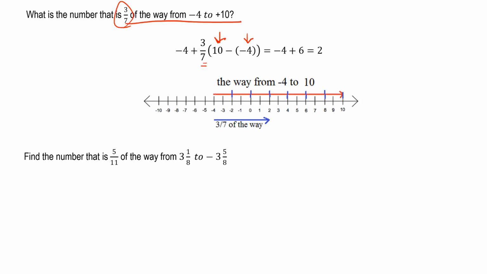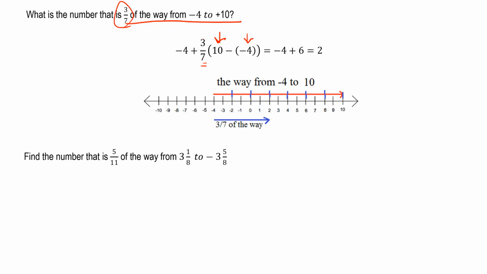If you look at the picture, the way from -4 to 10 is this long red arrow all the way from -4 to 10. You're moving 14 in the positive direction, and I broke that up into sevenths, 2 each.